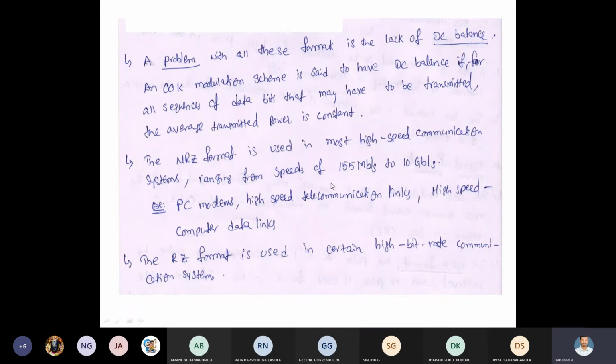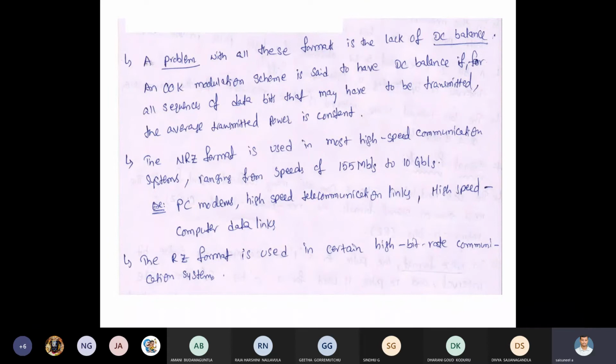Here, what is meant by high-speed communications? High-speed communication is nothing but PC modems, that is personal computer modems. Suppose you are at home with a desktop and you have to connect to the internet, then you have to use modems. Modem is nothing but modulator and demodulator. And high-speed telecommunication links presently use optical fiber cables, and high-speed computer data links, that is connections between LANs, whatever it may be. We are now using optical fiber cables. These are just some examples where the non-return to zero format is used.